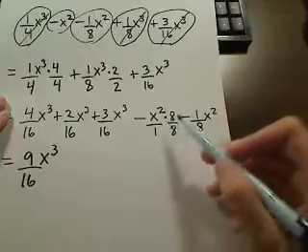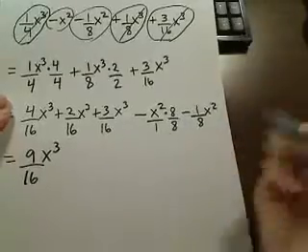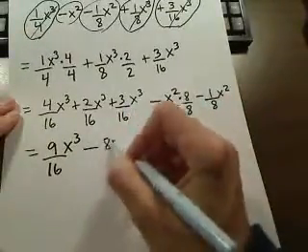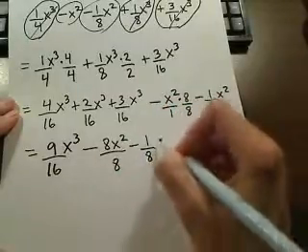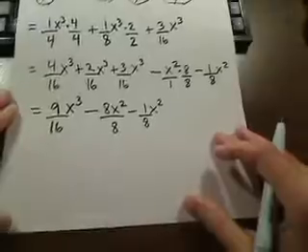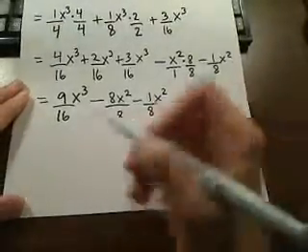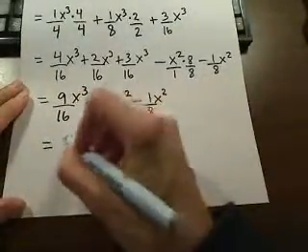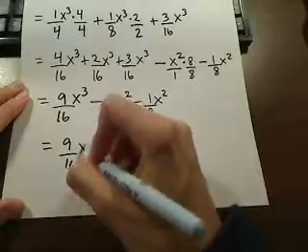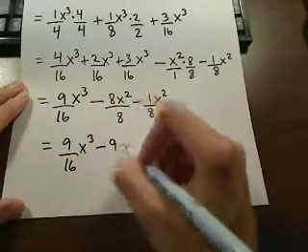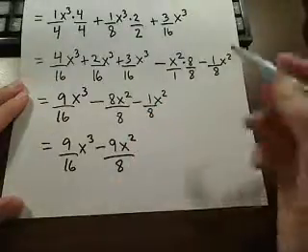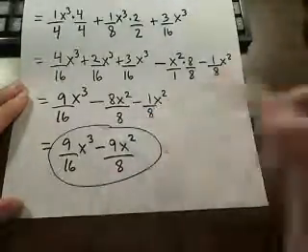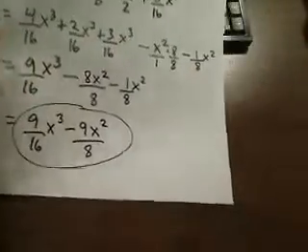And so we're going to multiply the x squared by 8 over 8. So we're looking at 8x squared over 8 minus 1/8 x squared. And now with the common denominator, we can bring those numerators together. And so we're looking at negative 9x squared over 8. And that would be your answer on this problem.